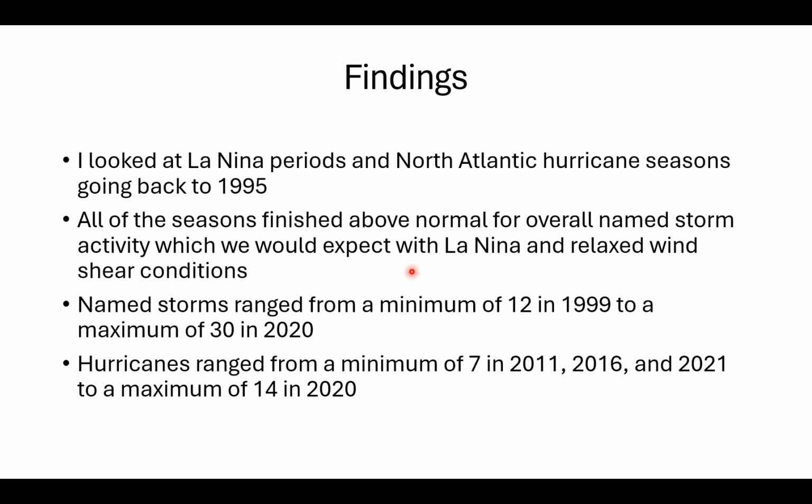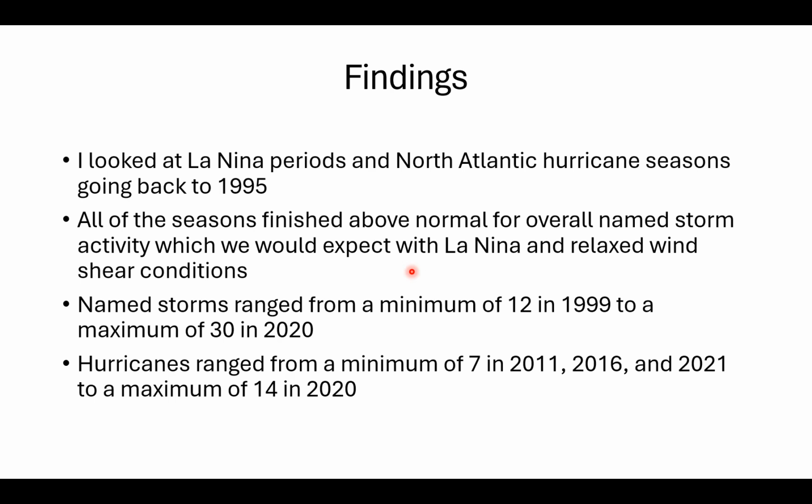So here are my findings after taking a look at the La Nina conditions and hurricane seasons back to 95. I looked at these La Nina periods in the North Atlantic hurricane seasons. Again, I went back to 1995, so about 24 years worth of data. All of these seasons finished above normal for overall named storms, which we would expect. La Nina conditions are more favorable in the Atlantic sector. We have relaxed wind shear as an example.